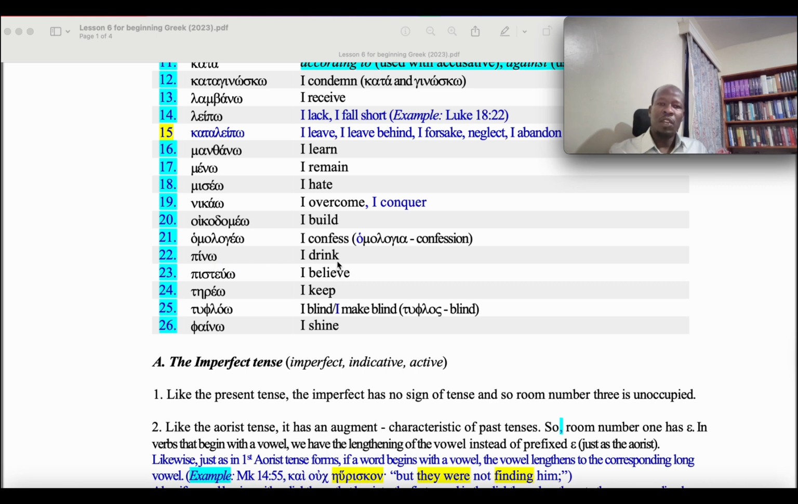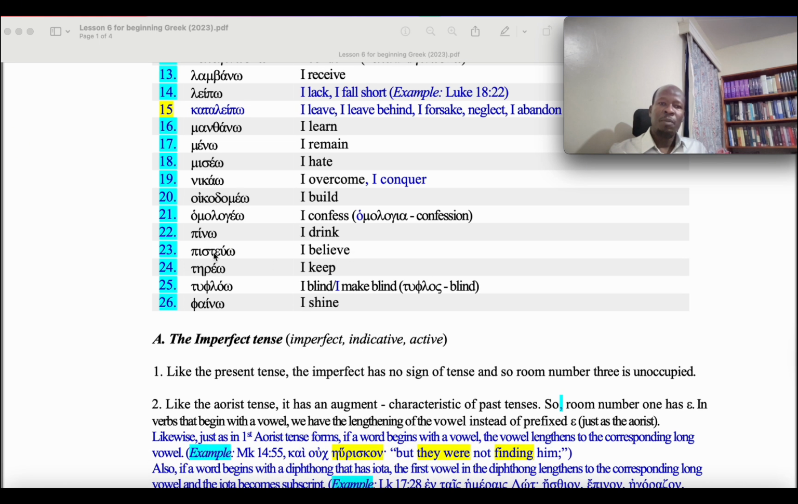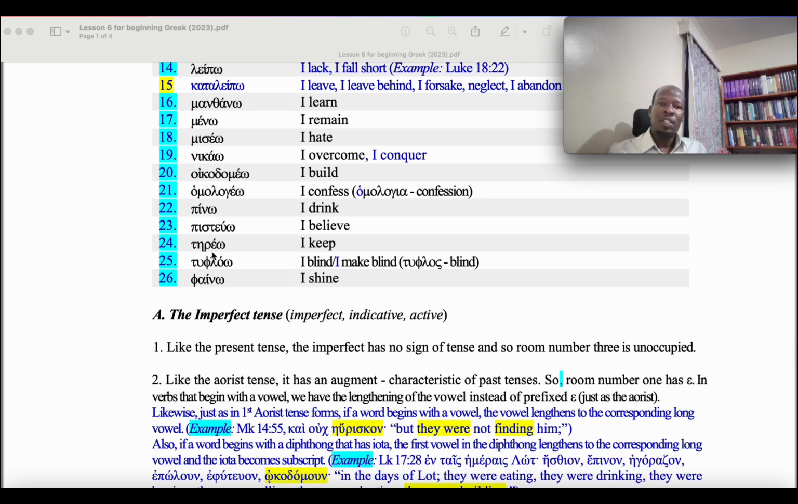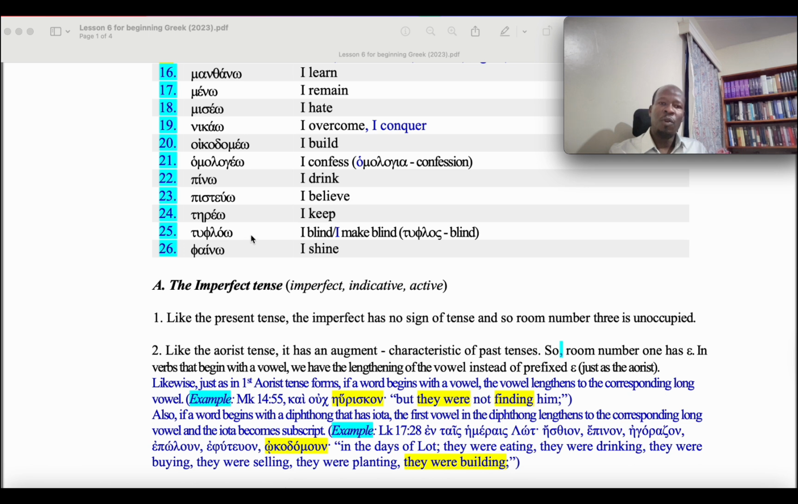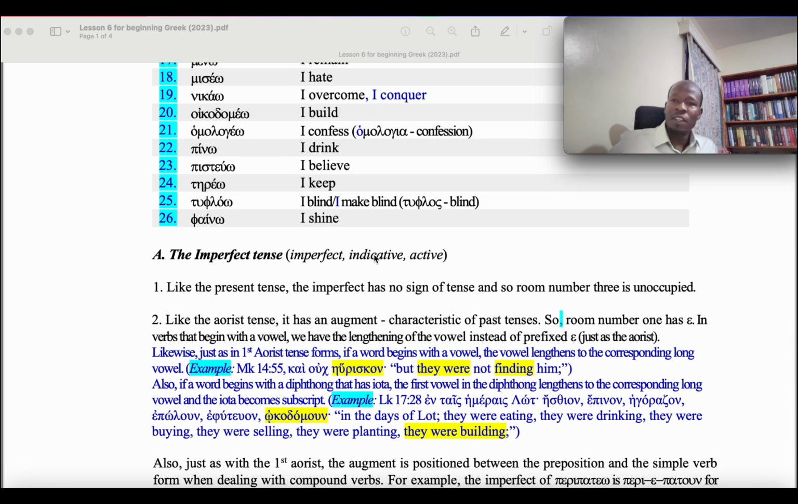Pino, I drink. Pisteuo, I believe. Tereo, I keep. Tuphloo, I blind, I make blind. Tuphlos, blind. And phaino, I shine. Okay, these are the vocabularies for this lesson.